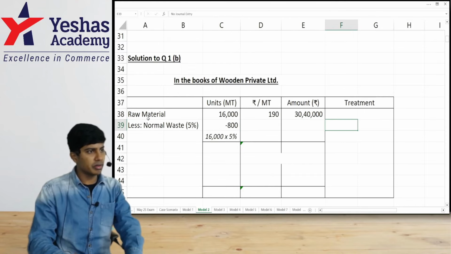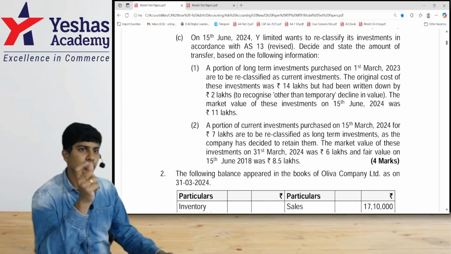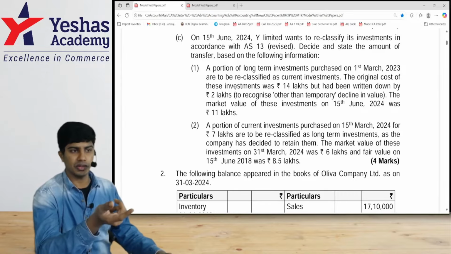Let's now solve question 1C from our model test paper number 2. This question is on accounting standard 13, accounting for investments. So what does the question say? On 15th of June 2024, Y Limited wants to reclassify its investments. See, for the purpose of accounting, we classify the investments into two categories. Number one, current investments. Number two, non-current investments. Based on the classification, we will do accounting for them.